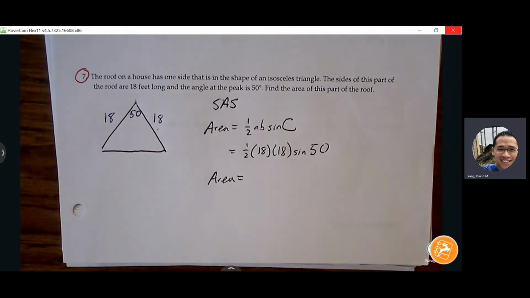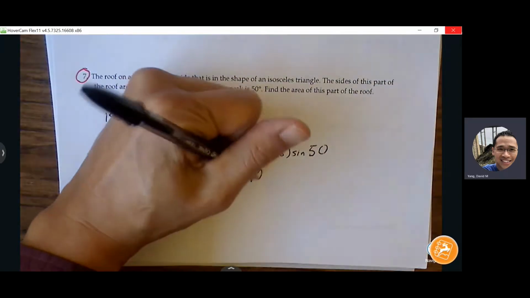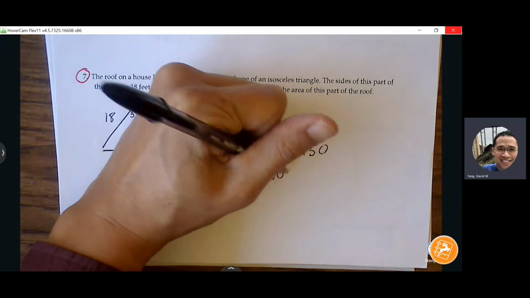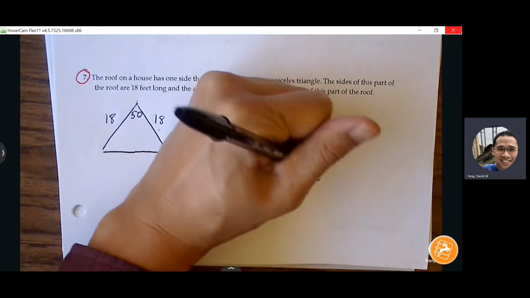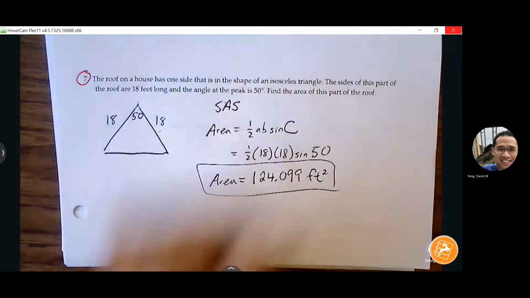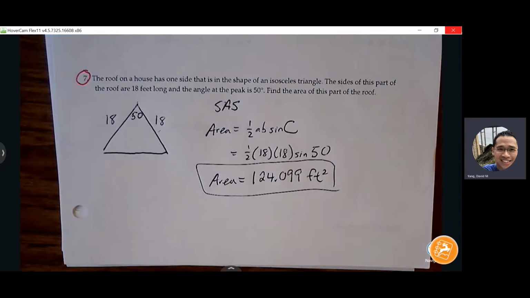Okay, what did you guys get? 124. Okay, good. And what's the unit of measure? Good. Area is a two-dimensional unit. Square feet. All right.